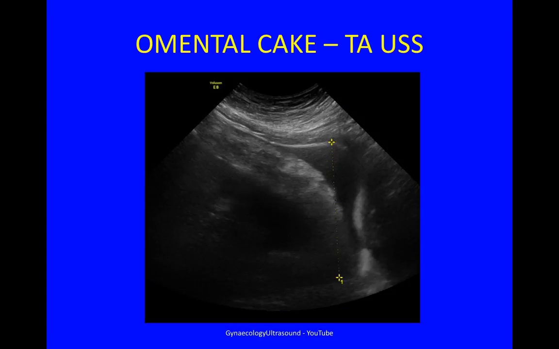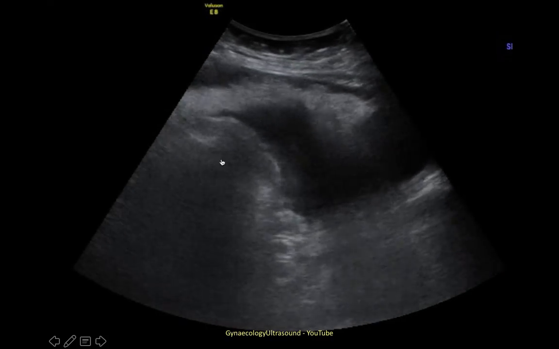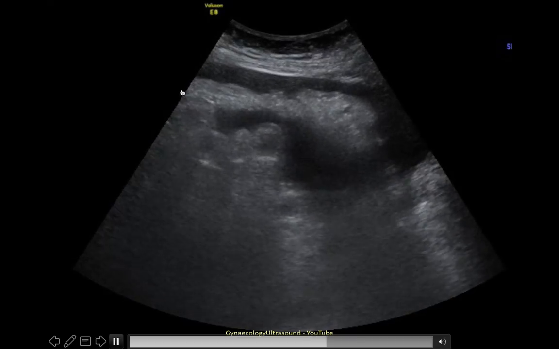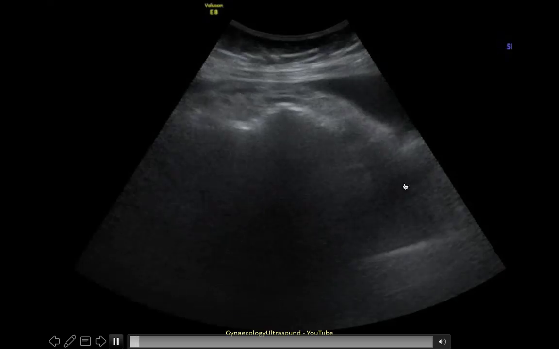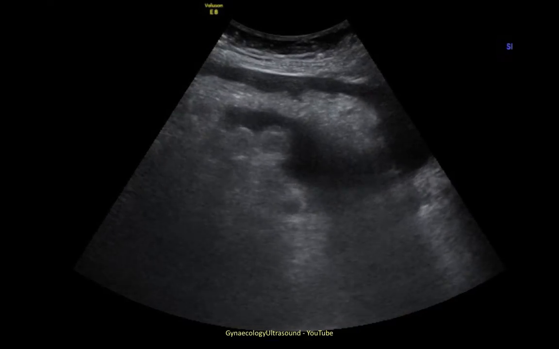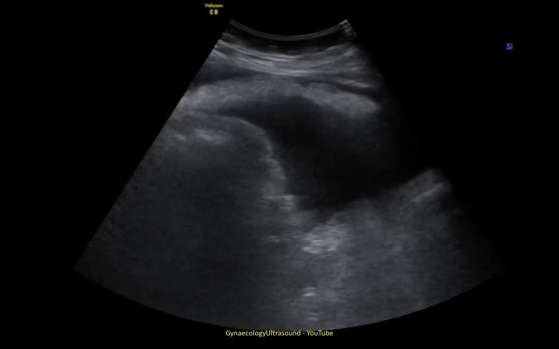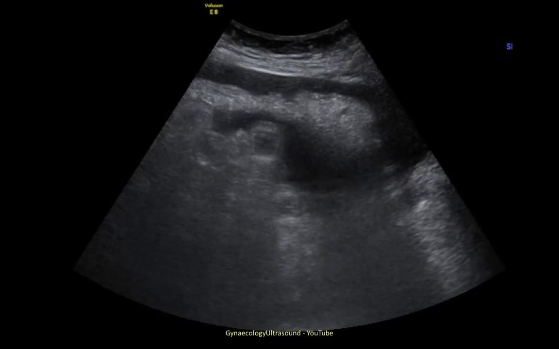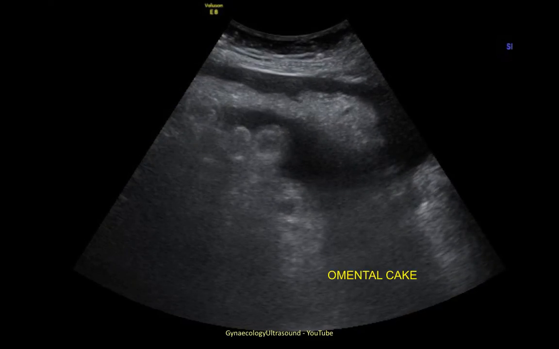And then on transabdominal ultrasound, you can look for omental cake. Here you can see ascites, and in the longitudinal plane, here you can see this grossly thickened omentum. Here is a video of that. You can see thickened omentum floating in the ascites. This is on transabdominal ultrasound in the longitudinal plane in the epigastrium. Omental cake.